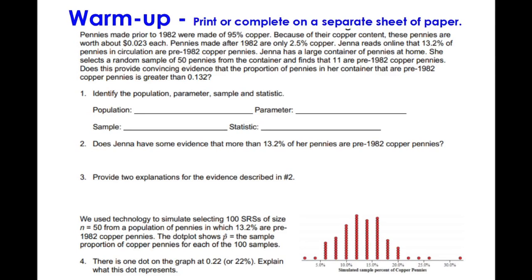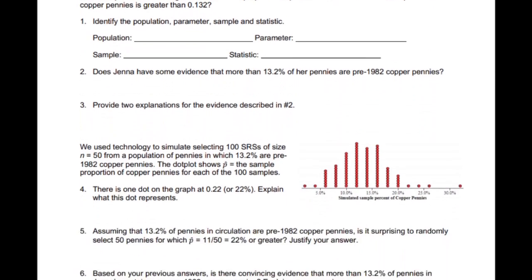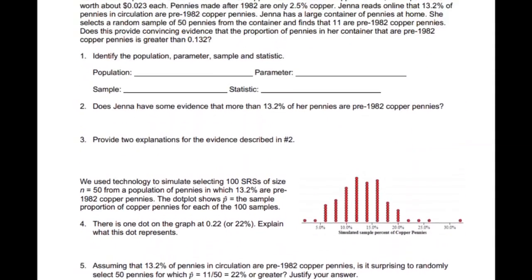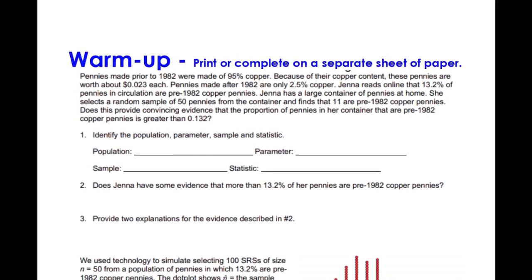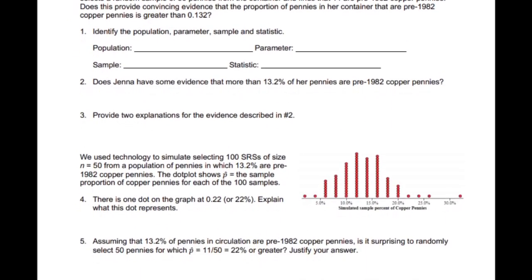Before we do that though, we would like you to go ahead and do this warm-up. You can find it in Canvas, print it, or download it, complete it on the paper or a separate sheet, whatever is easiest for you. So go ahead and do 1 through 6, pause this video, and then unpause to check the answers. This should be a review of Unit 5.